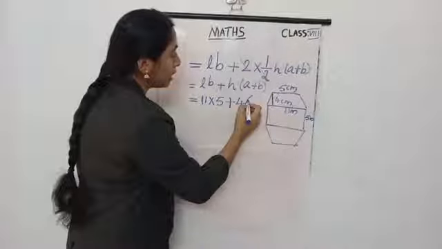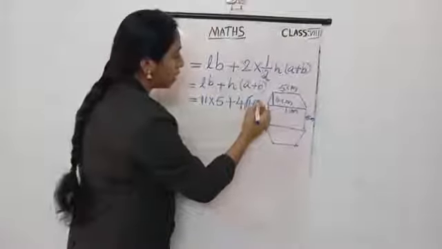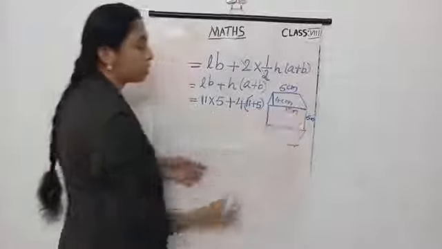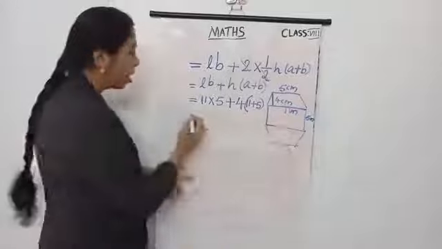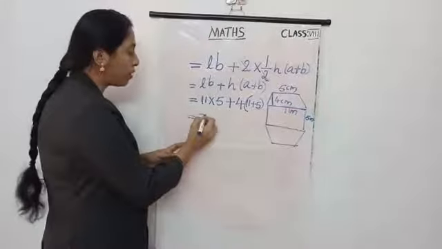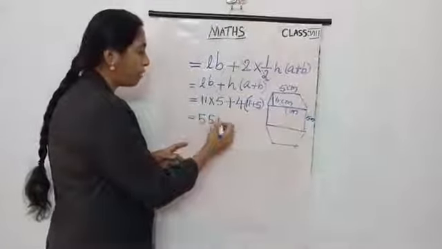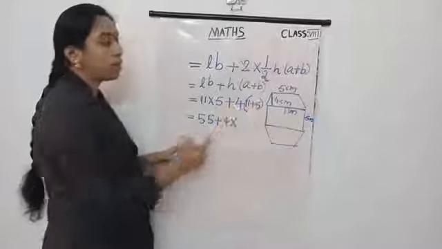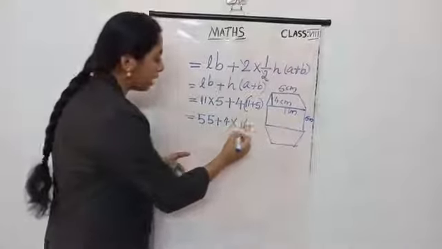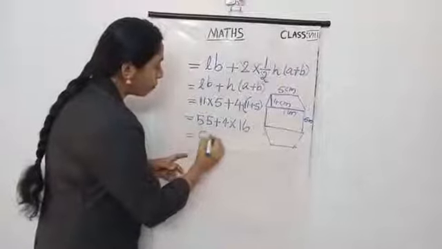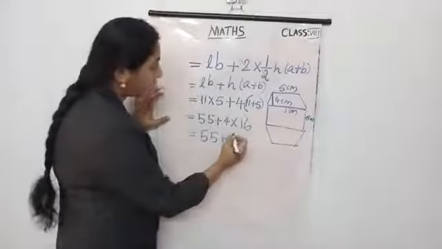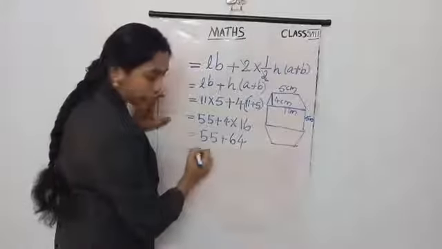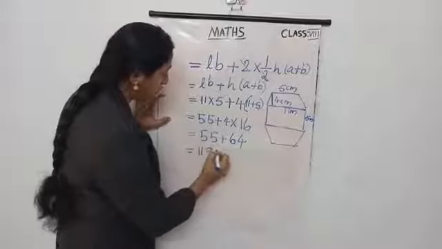So this is 11 plus 5. 11 is the side of the trapezium, which is also the side of the rectangle. Now 11 into 5, 55. 55 plus 4 into 11 plus 5 is 16. Now 55 plus 4 into 16 we get 64. Now add, we get 119 meter square.